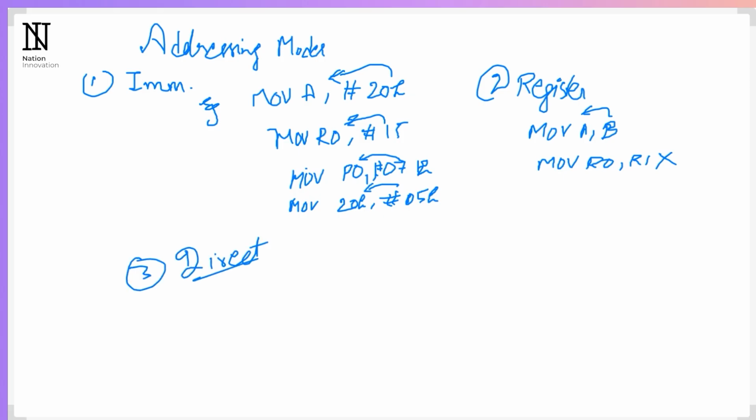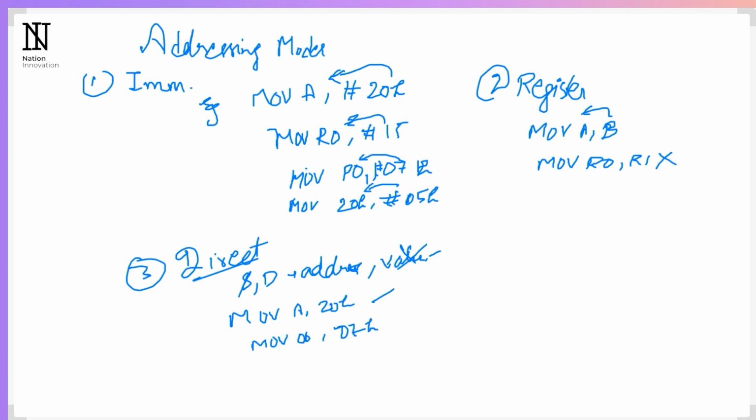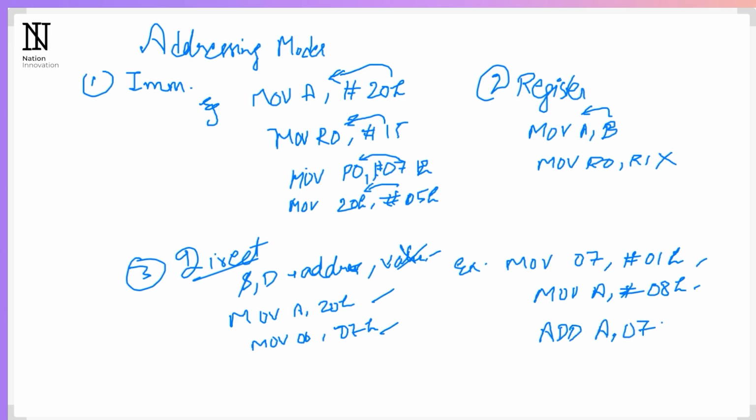Third one is direct addressing mode. In direct addressing mode, source and destination must be an address but not a value. For example, MOV A, 20H. So 20H is an address and A is a register. So this is fine. If I write MOV 00, 07H, that means both are addresses of general purpose registers. So this is fine. And if I write MOV 07, 01H, MOV A, 08H, these are all examples of direct addressing. And then if I write ADD A, 07H, that means the final value stored in A will be A plus 07H.